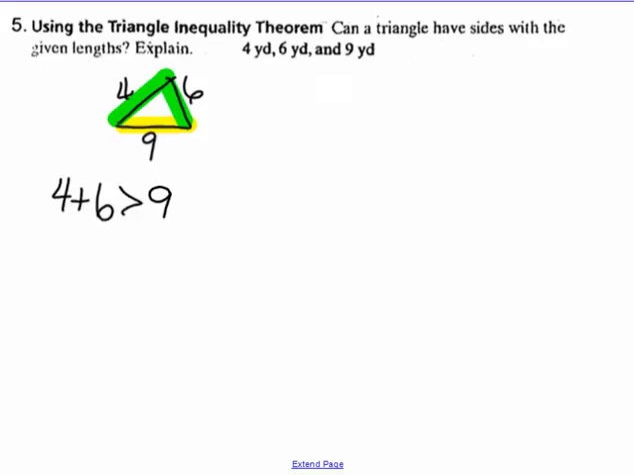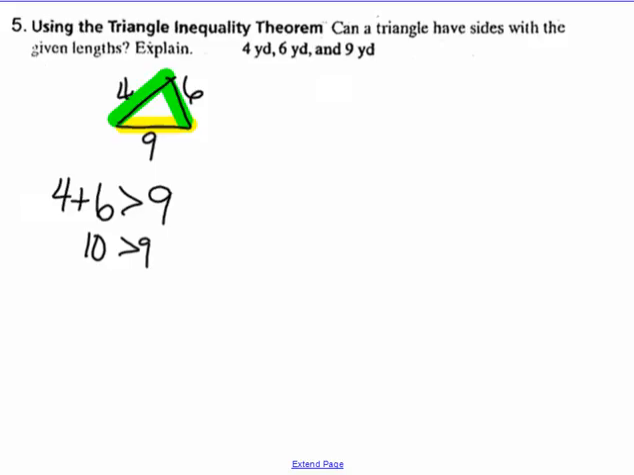Okay, now here's a question for you. Using the triangle inequality theorem, can a triangle have sides with the given lengths? Okay, so here's what you do. You've got this triangle: 4, 6, and 9. If I add, like I showed you on the first page, I add these two, they have to be bigger than this one. So if I add 4 plus 6, is it greater than 9? The answer is yes, 10 is greater than 9.